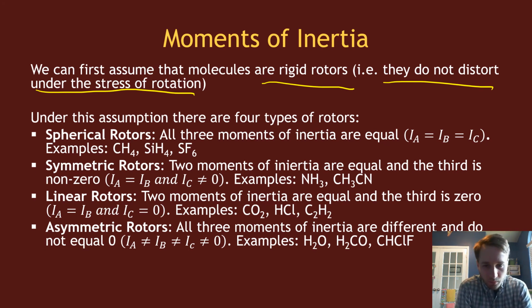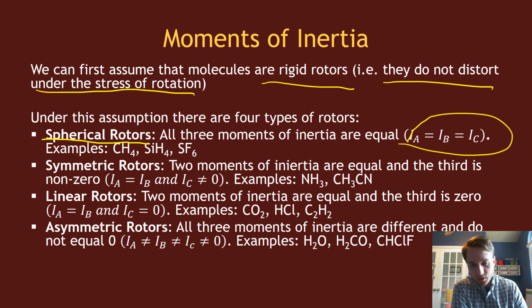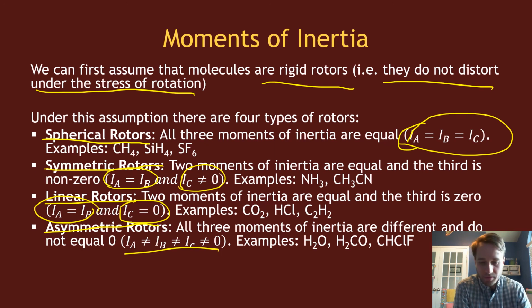So we're going to assume rigid rotors, and for these rigid rotors, there are 4 types that we will potentially talk about. There are spherical rotors, meaning that all 3 moments of inertia are equal. Symmetric rotors have 2 moments of inertia that are equal and 1 moment of inertia that is not equal to the others, but is not 0. Linear rotors have 2 moments of inertia that are equal to each other, just like symmetric, but that 3rd moment of inertia is exactly 0. And the final are asymmetric rotors, which have no moments of inertia equal to each other, and none of those moments of inertia equals 0 either.